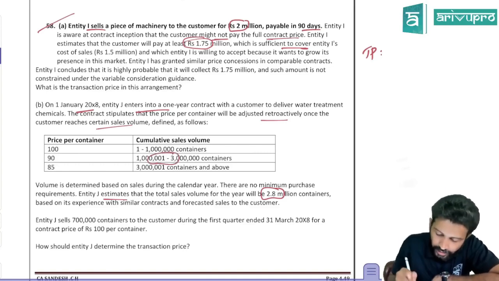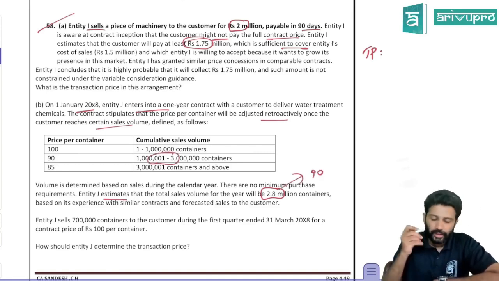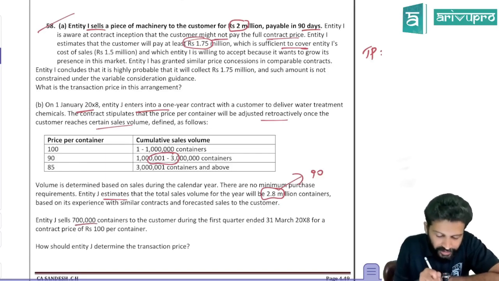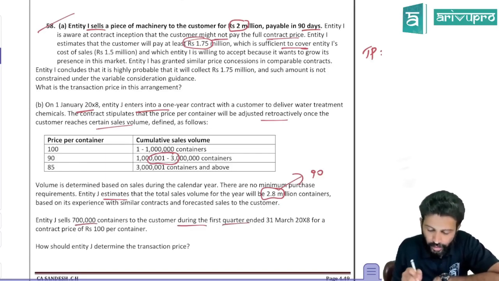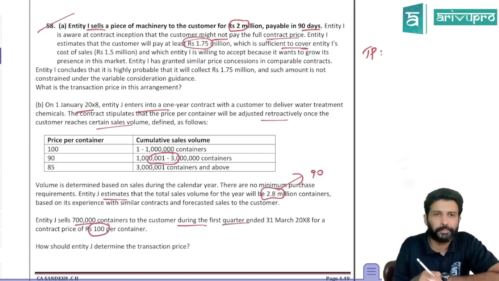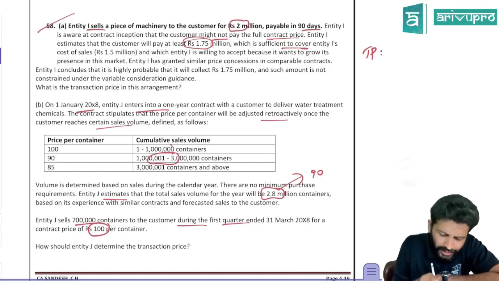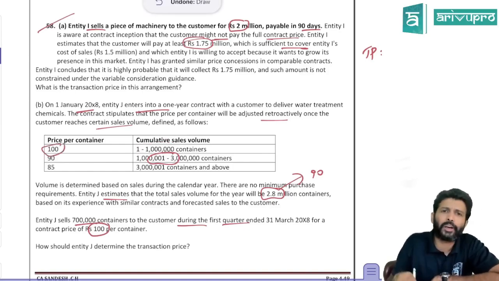2.8 will fall in this category. That means the price is 90. Transaction price is 90. Entity sells 7 lakh containers to the customers during the first quarter for a contract price of 100. Since the customer purchased only 7 lakh, it is in the first category. So we have charged 7 lakh rupees from the customer.